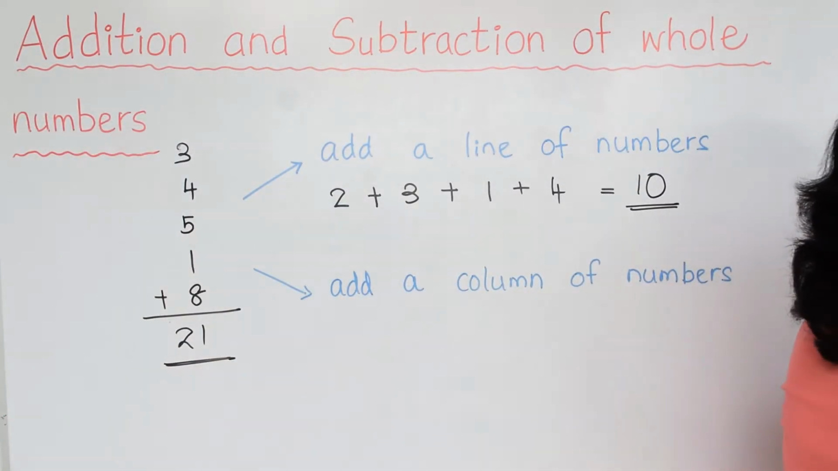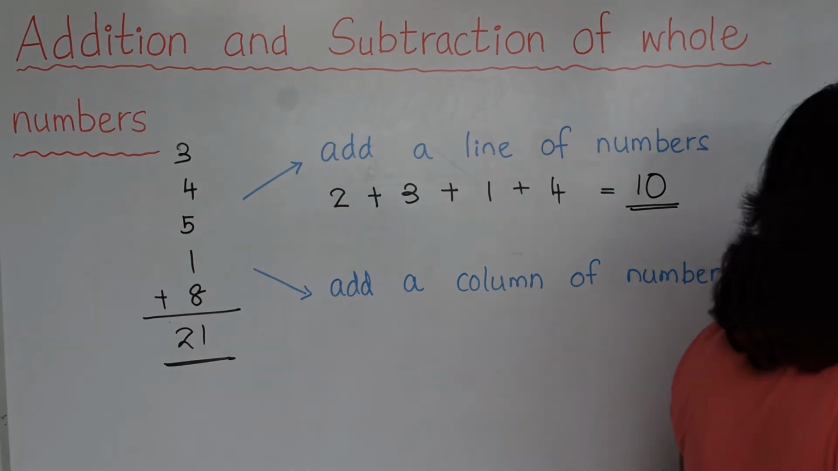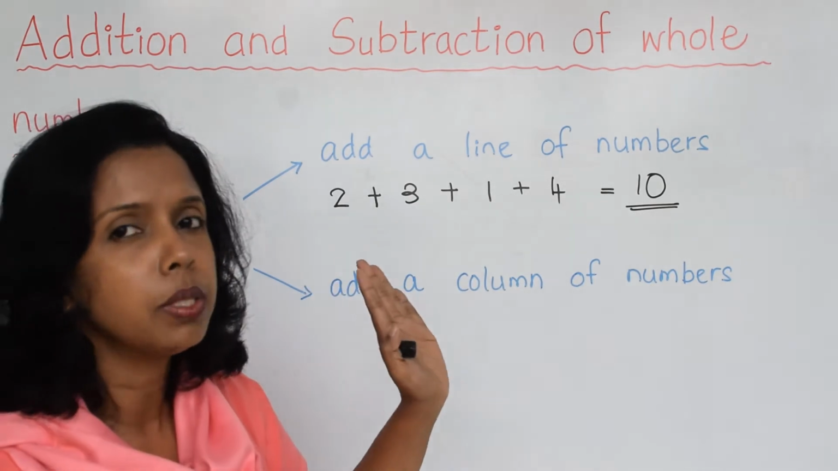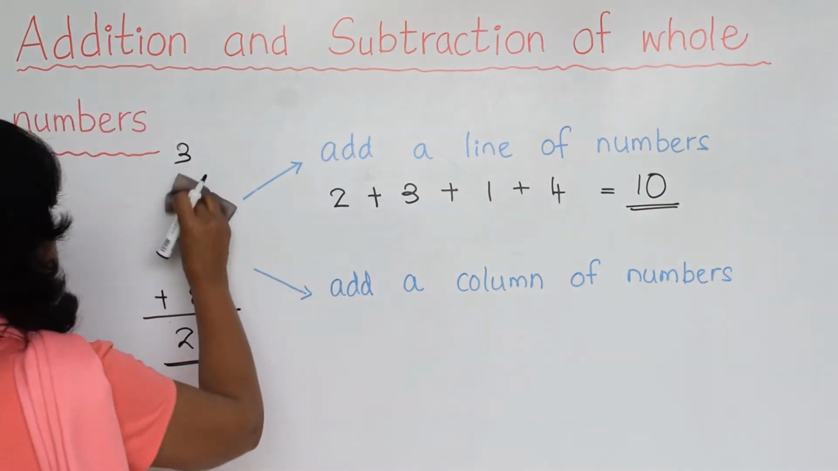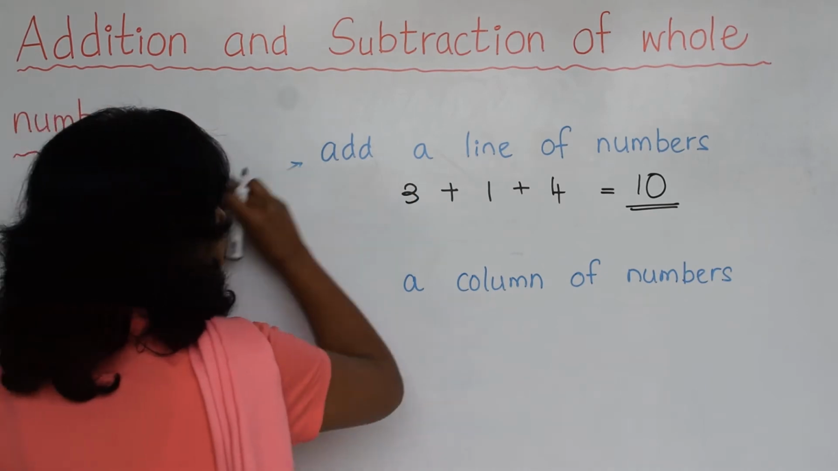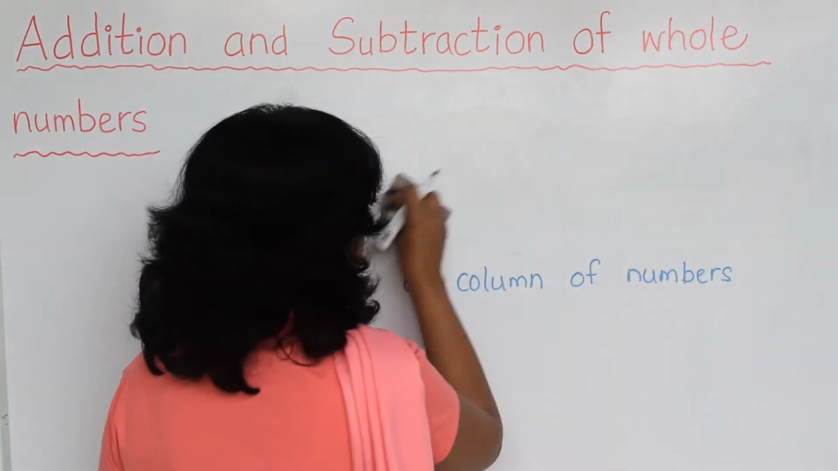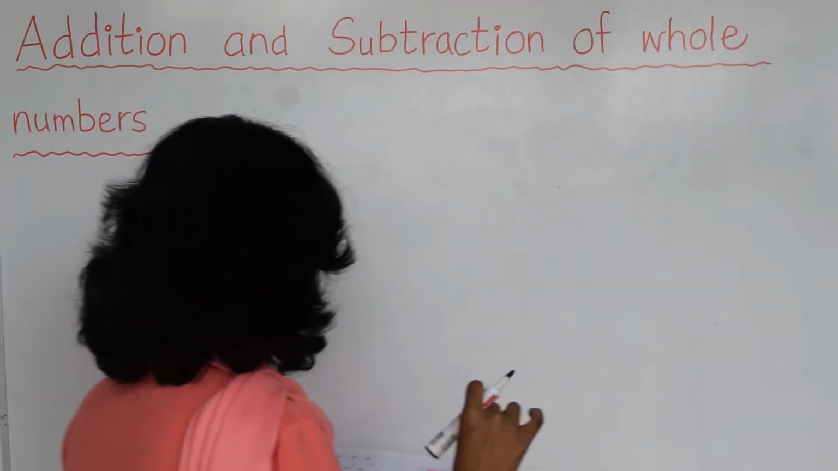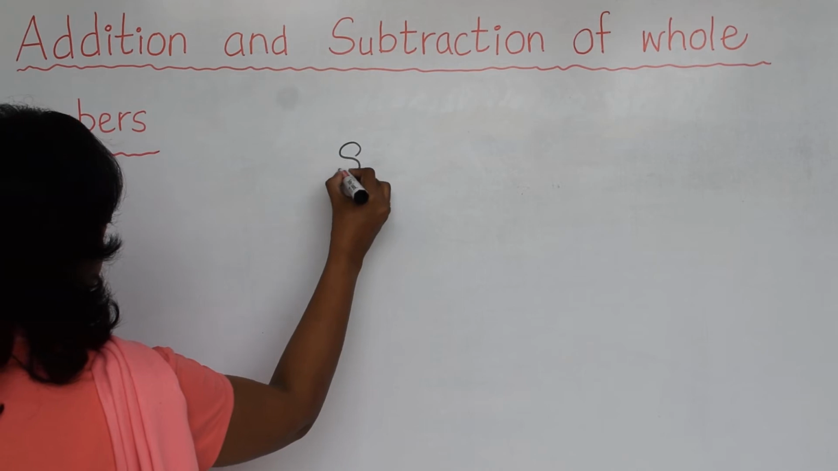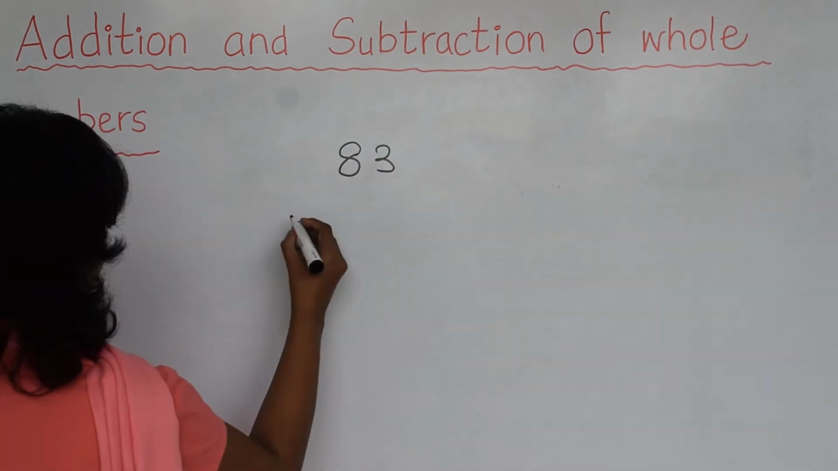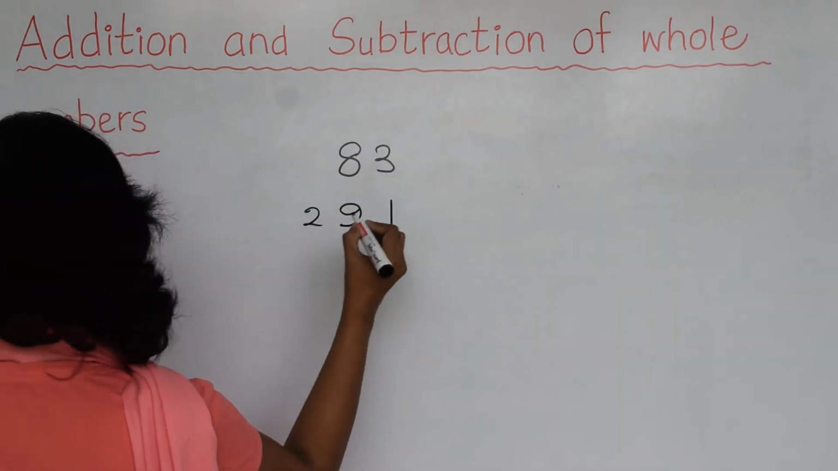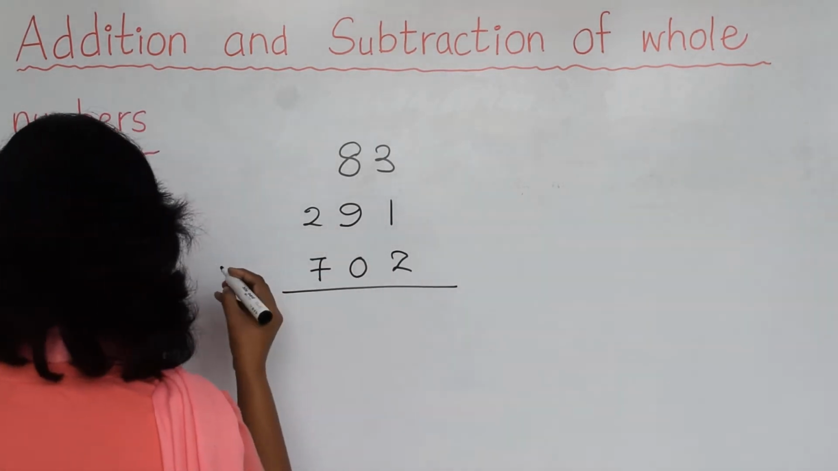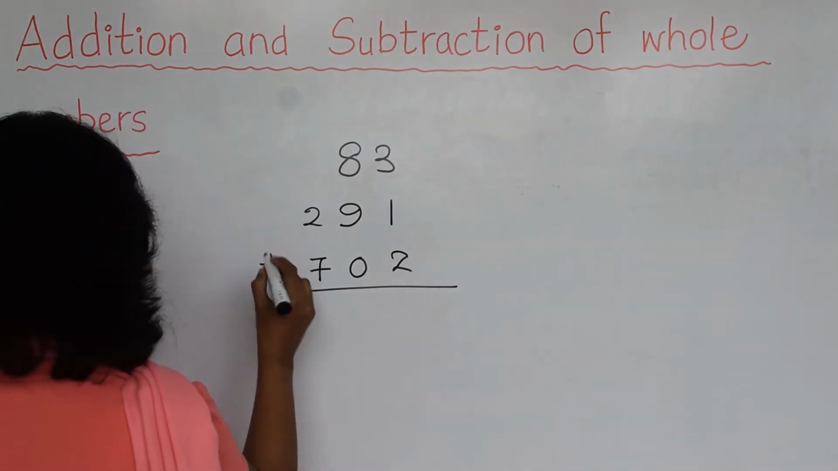Now we are going to do, so these are simple numbers, either a line of numbers or a column of numbers. They are very simple. And now let's move to a question like this. Let's say now you have 83, then 291, then 702, right? Now you want to add them.